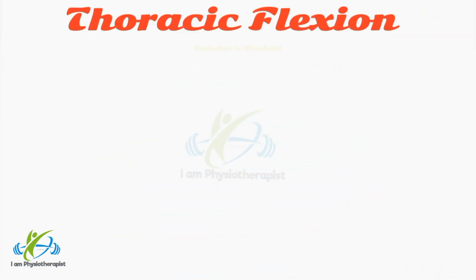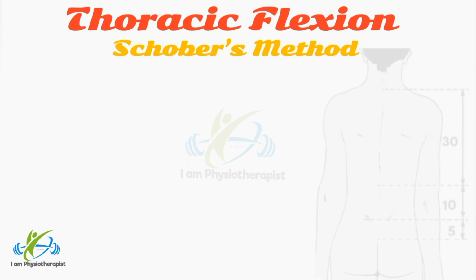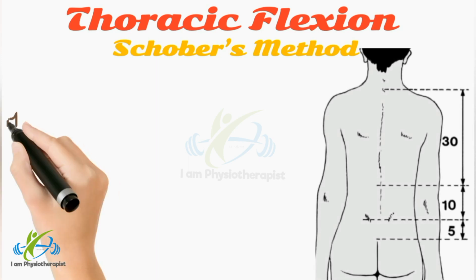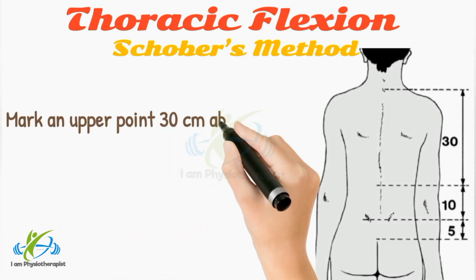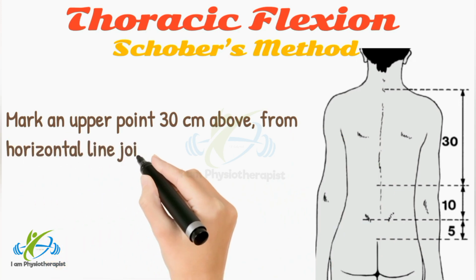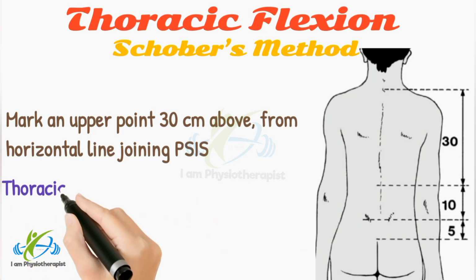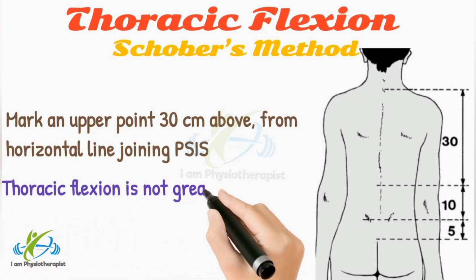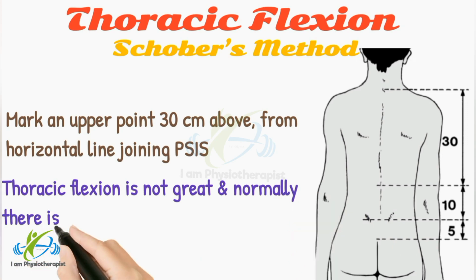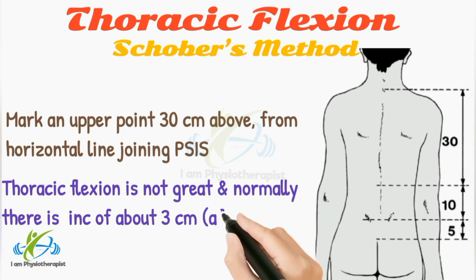Flexion in the thoracic spine may be measured with this Schober's method. Mark an upper point 30 cm above the horizontal line joining the posterior superior iliac spines. Thoracic flexion is not great, and normally you can see an increase of about 3 cm.